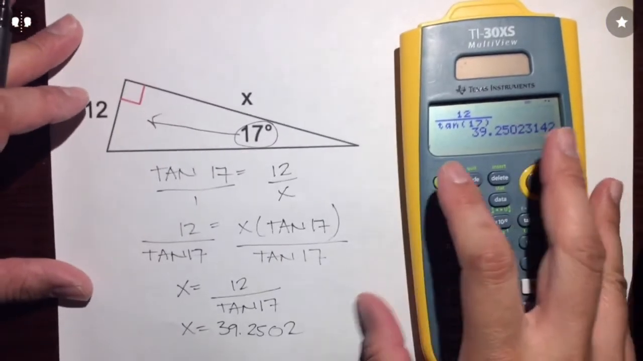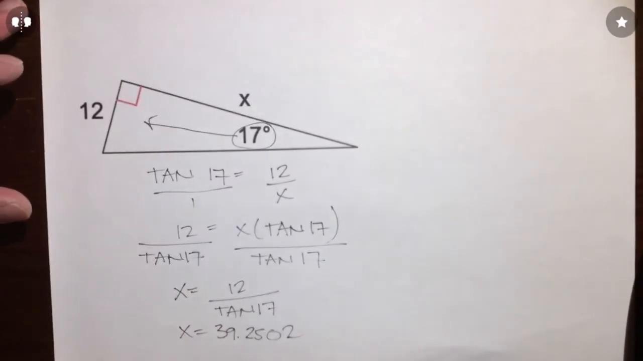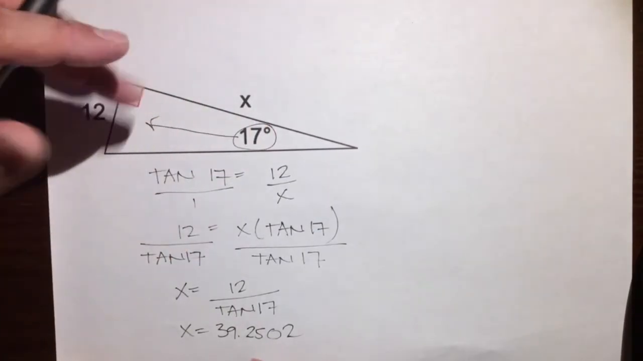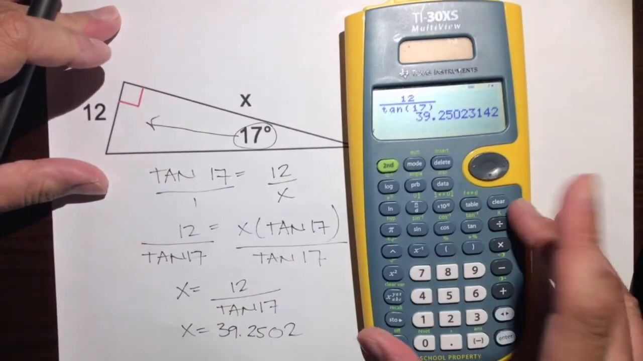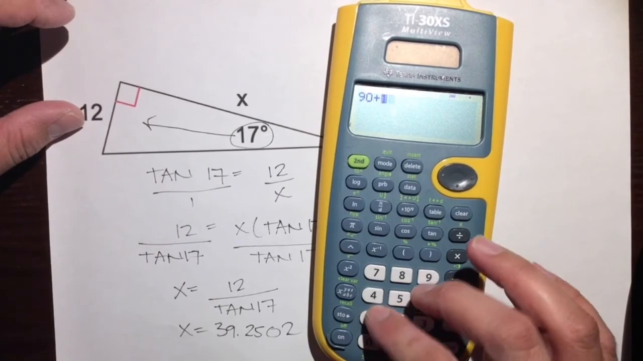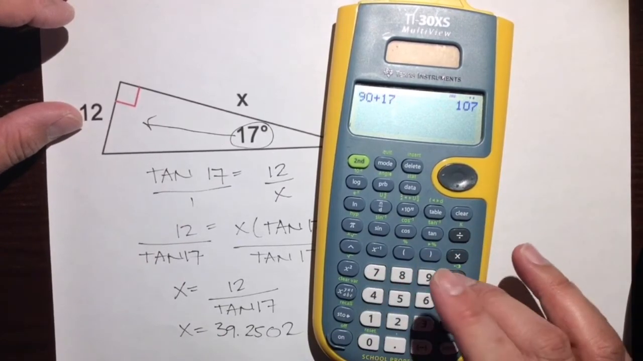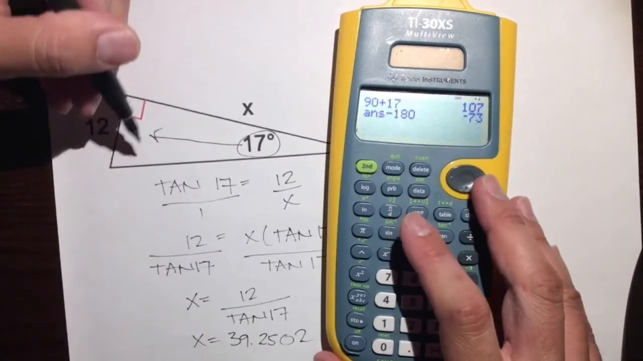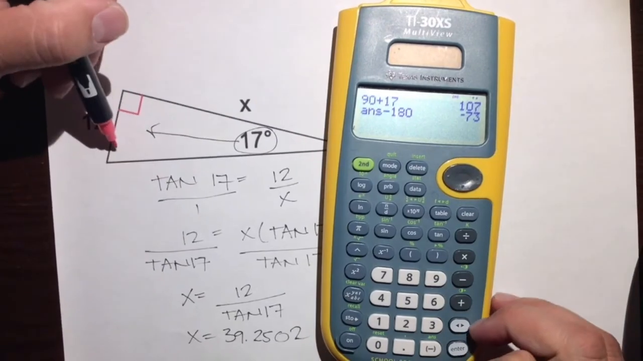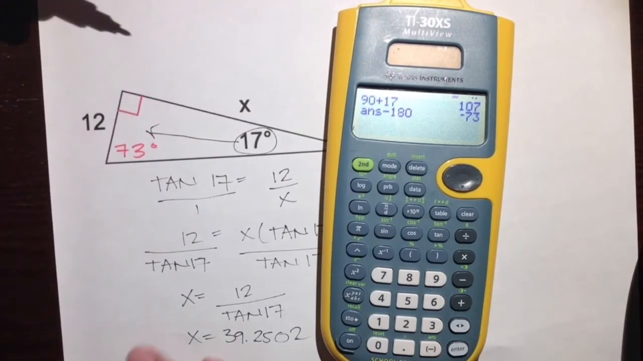But we're not done. If you want to make sure that you really have this correct, a different way to do this, just to check yourself, is there's three angles in a triangle. This is 17, this is 90. And we know all three angles add up to 180. So 90 plus 17 is 107. Subtract that from 180 is 73. This angle right here, and I'm going to put it in a different color because this is a different way to do this. This is 73 degrees.